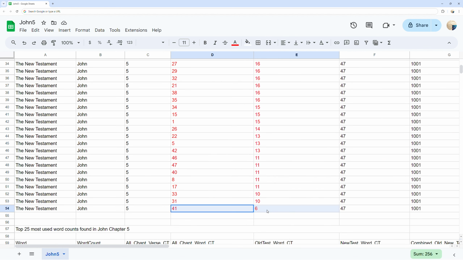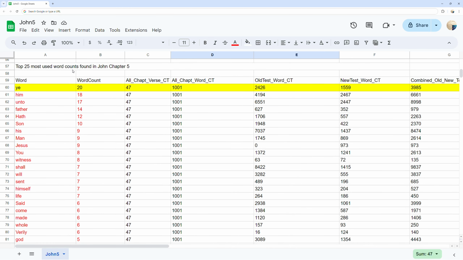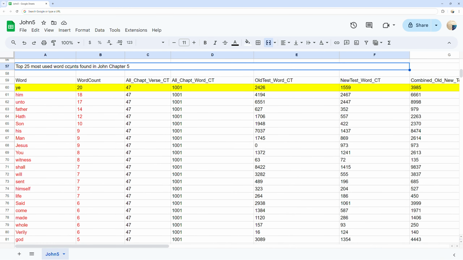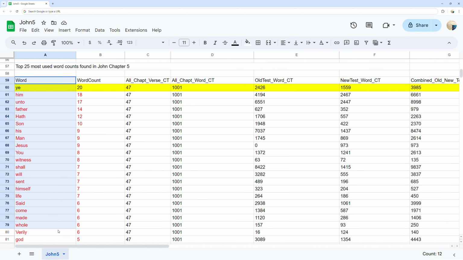Top 25 most used word counts found in John chapter 5. You can see the most frequent words in John chapter 5 and the word count for each ordered by word count. As well, you can compare that to the total times those words are used in the whole of each Old Testament, New Testament, and both Old and New Testament combined.